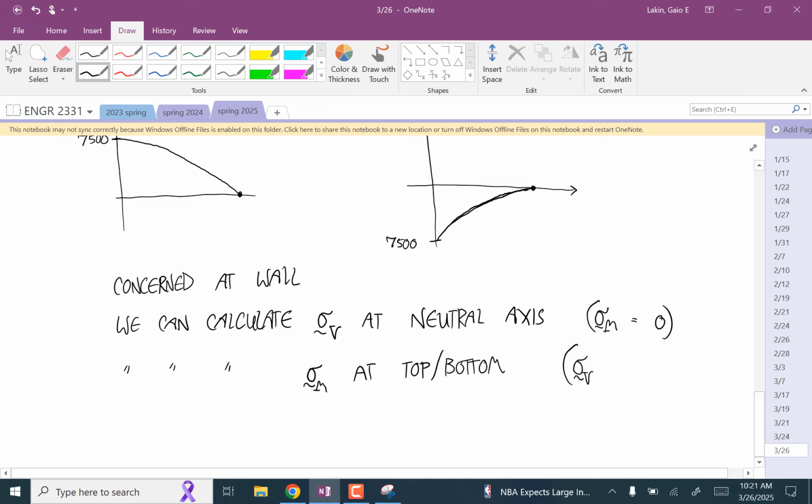We expect this to be smaller. It's usually around 0 at the top and the bottom, but we don't know that for a circular cross-section. We can't do it anywhere else. Well, we could calculate the bending moment anywhere else, but these are really the two things that we want to look at.